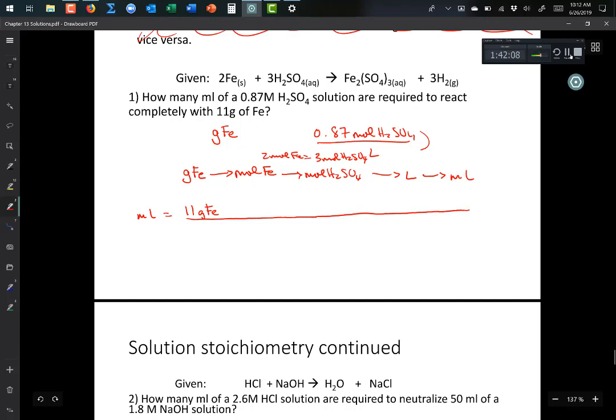Oh, and by the way, there's 1, 2, 3, 4 conversions. That tells me how many steps will be in my overall process. Iron is 55.85 grams for every 1 mole of Fe. And then I know there's 2 moles of Fe because I want it to cancel, right? For every 3 moles of H2SO4.